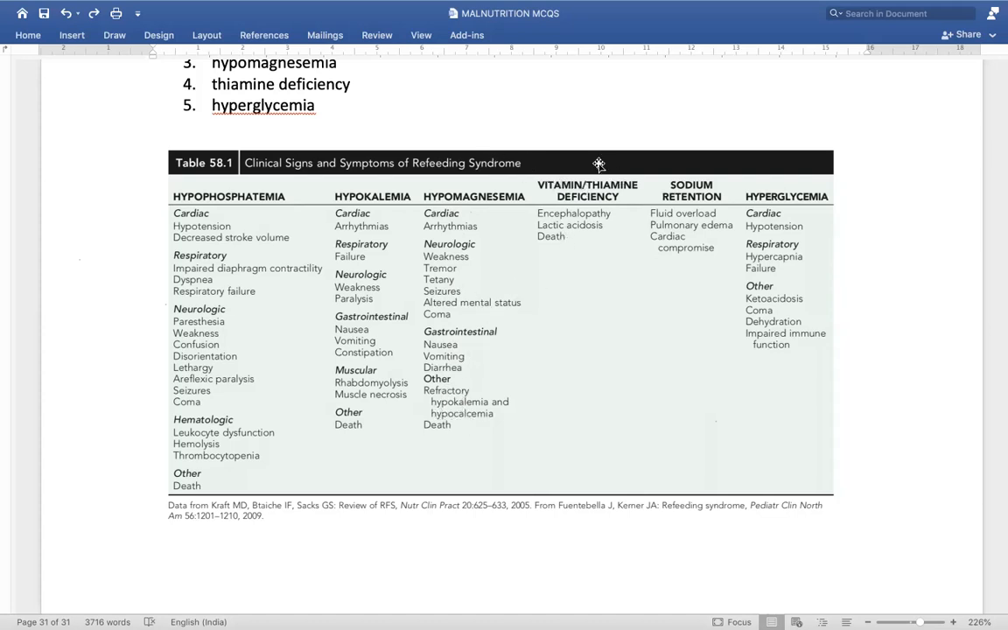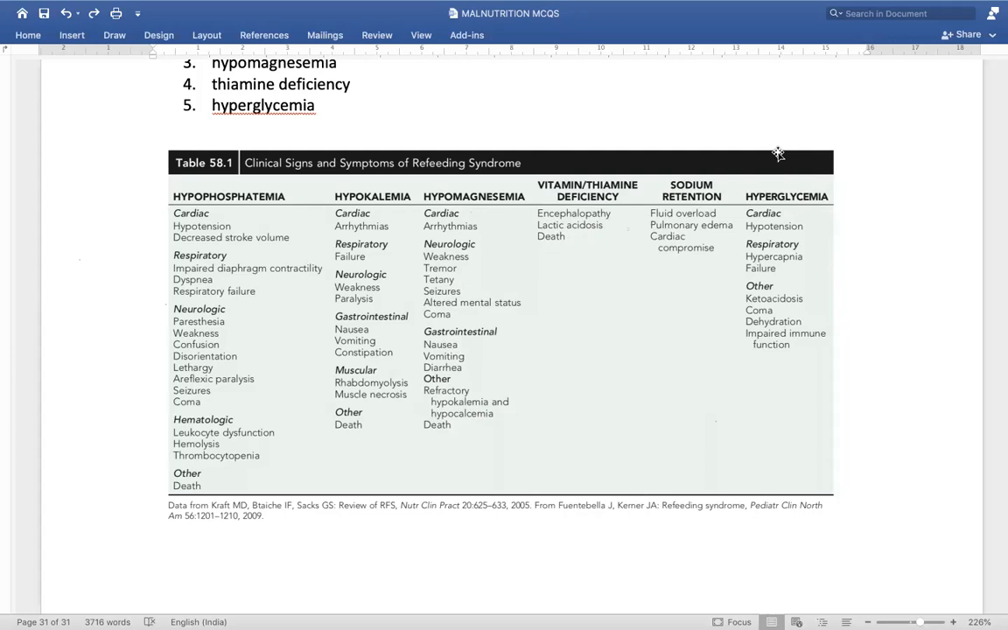So why does encephalopathy occur during refeeding syndrome? That is due to thiamine deficiency. Thiamine deficiency can cause encephalopathy and lactic acidosis. And sodium retention can cause fluid overload, pulmonary edema, and cardiac compromise. What you see is hyperglycemia, not hypoglycemia.